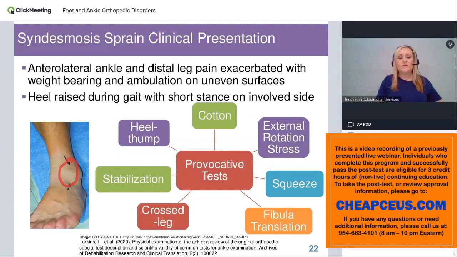There's a variety of provocative tests that can be utilized in order to try and hone in on this specific diagnosis. The squeeze test is the more common one, where you're going to squeeze the tibia and fibula together, and you might get a little click and shifting of those bones that would lead you to this diagnosis. But the research really says it has to be a combination of assessments in order to identify this specific diagnosis.